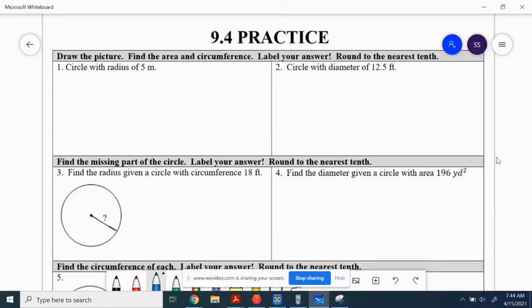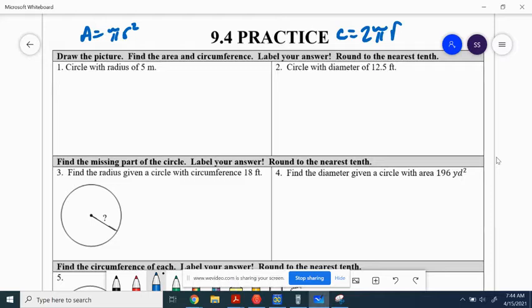Right, this is the practice problem video for 9.4, circles and arcs. So let's start out with writing out the formulas for area and circumference of a circle, because we're going to need it for pretty much every problem here. Area is pi times radius squared, and circumference is 2 times pi times the radius.